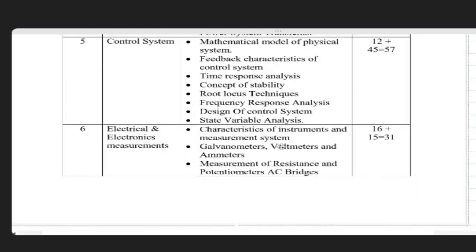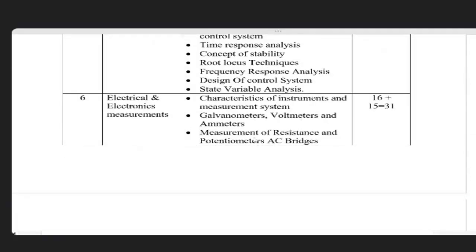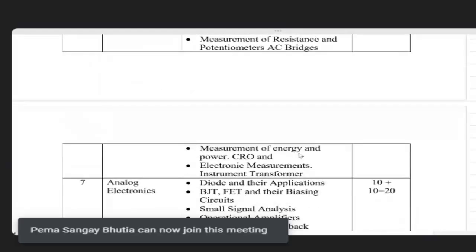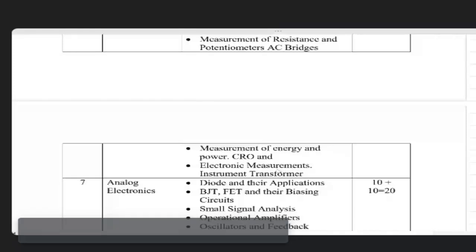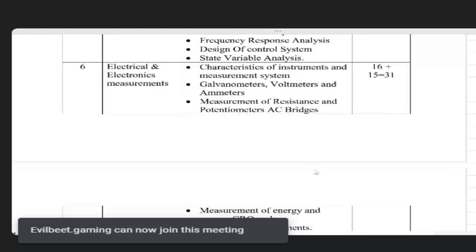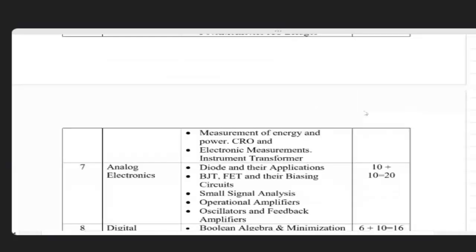Subject number 6 is electrical and electronics measurement. Here you will see how an ammeter, voltmeter, wattmeter, galvanometer type instruments and other types of instruments work. We will see electrical instruments, electronic instruments, measurement of resistance, bridges, AC bridges, measurement of energy, measurement of power, electronic measurement, and instrument transformers, meaning CT and PT. Its weightage is again 31, nearly 10% of 300: 16 MCQ and 15 descriptive type questions.